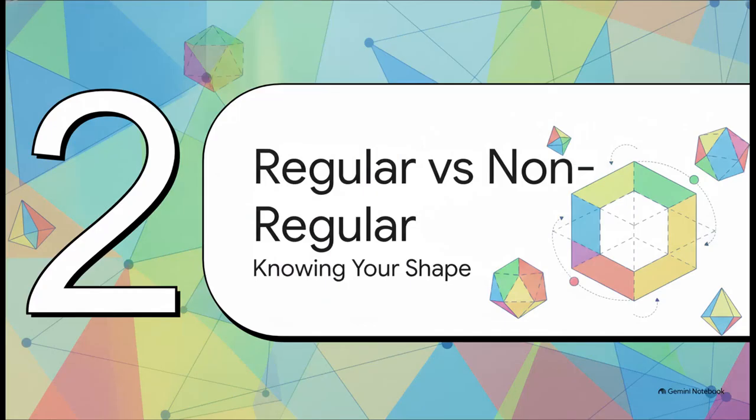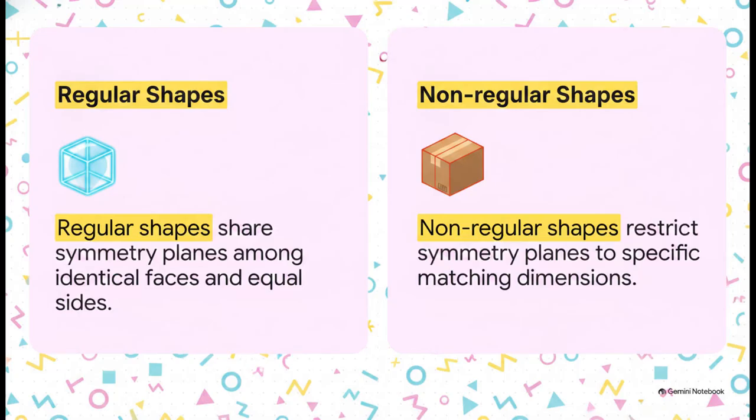Section 2. Regular versus non-regular solids. Knowing your shape. Before you make any mental cuts, you've got to know exactly what kind of solid you're dealing with. This comparison brilliantly illustrates why a regular shape, like our cube, has way more symmetry than a non-regular shape, like a rectangular block. Regular shapes have equal sides and identical faces, and that equality means they can share symmetry planes across a ton of different face and edge combinations. Non-regular shapes, however, have unique features, like one side being longer than another, and that severely restricts your symmetry planes to only those matching dimensions.